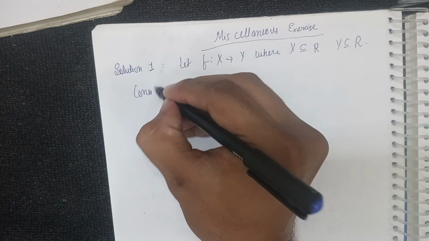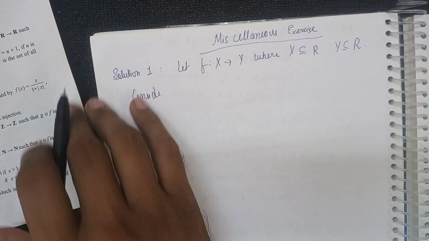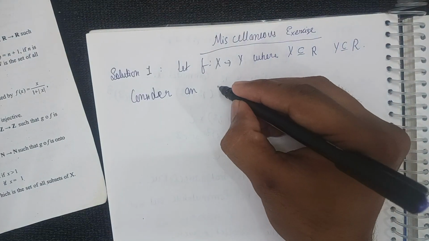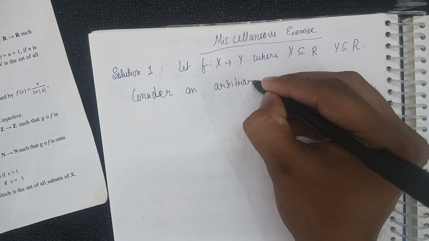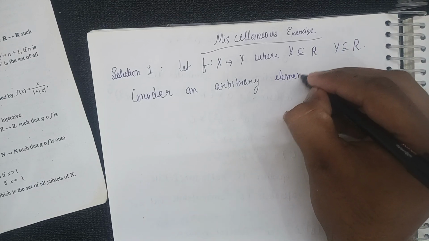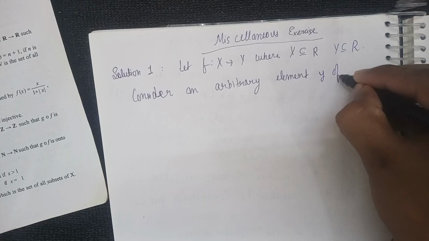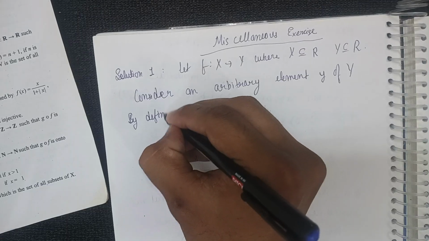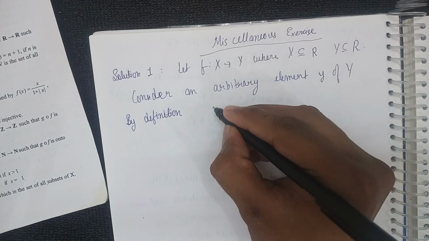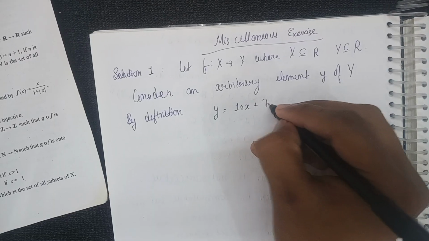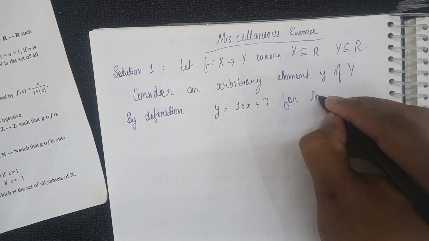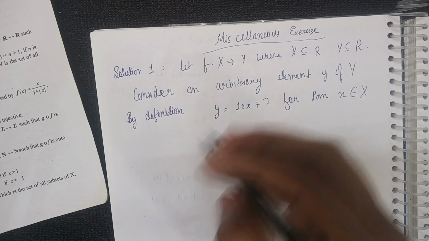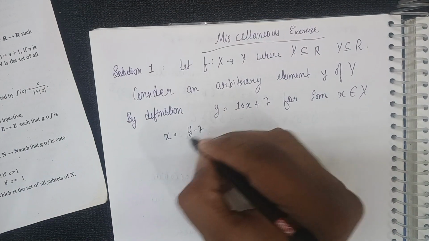Consider an arbitrary element y of capital Y. By definition, y = 10x + 7 for some small x belonging to capital X. So x = (y - 7)/10.